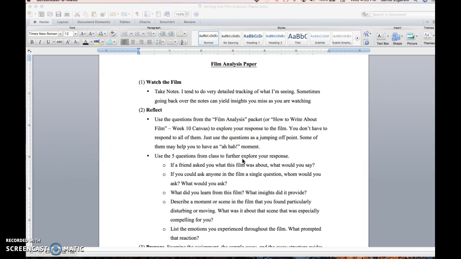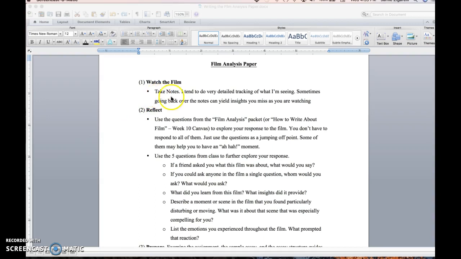So, your first step, obviously, is to watch the film. I mention that because some people may have missed class, so you're going to have to find a way to see the movie. You can rent it, I believe, through Amazon Prime. I'm not sure if it's on Netflix or not. If you're having trouble finding a way to see it, email me and I can try and help you figure out what your options are.